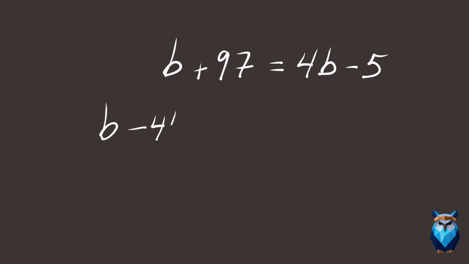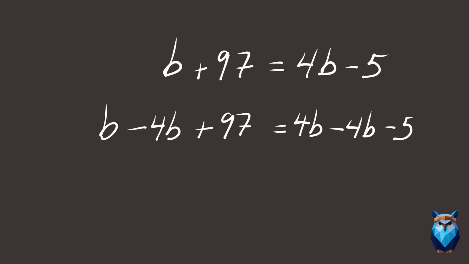b minus 4b plus 97 equals 4b minus 4b minus 5. Now those 4b's on the right-hand side cancel, leaving just minus 5. On the left, when we add together b and negative 4b, we get negative 3b. There's also still the plus 97 on that side, don't forget. So now we have negative 3b plus 97 equals negative 5.